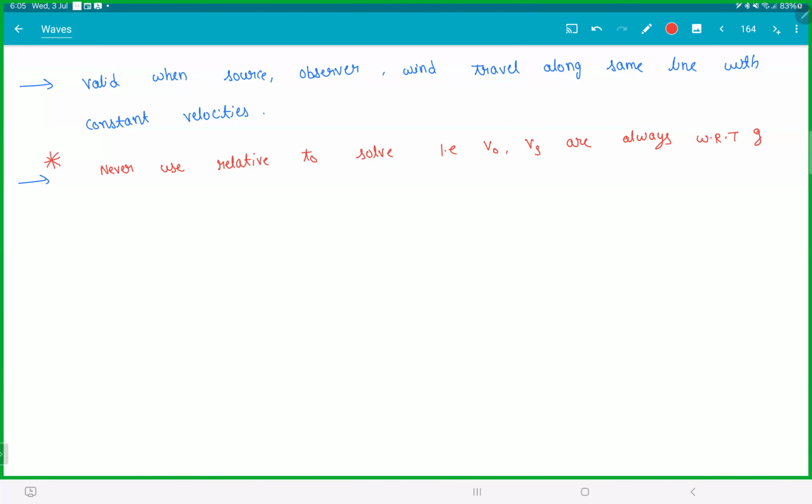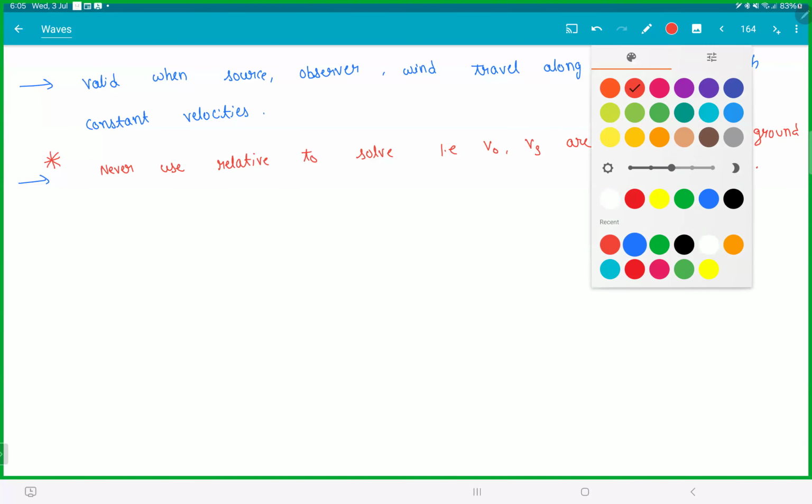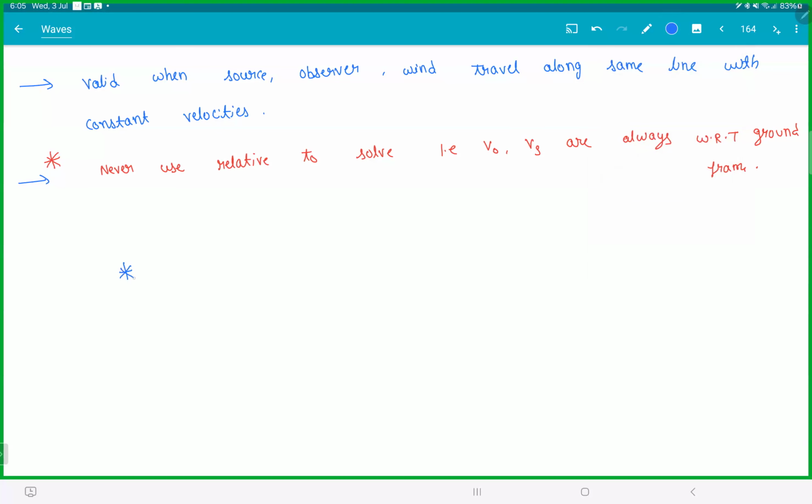So don't try to solve this from the source's frame or the observer's frame. This final thing would be pretty interesting. F apparent is C plus or minus wind plus or minus V observer. Sometimes in the questionnaire they'll ask you to find the lambda apparent. Meaning, great, this is the apparent frequency, but what is the apparent wavelength?